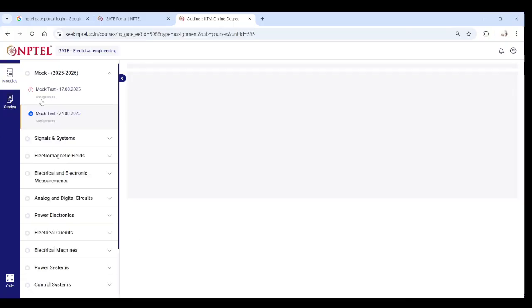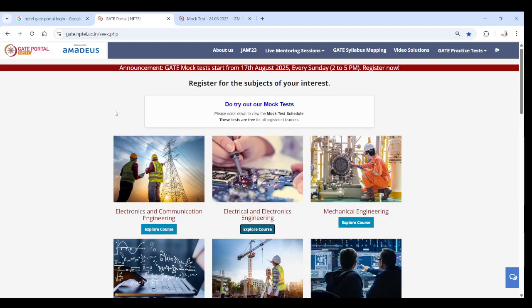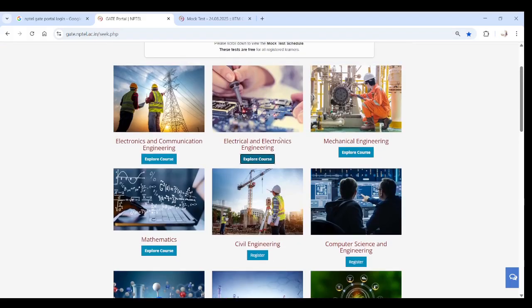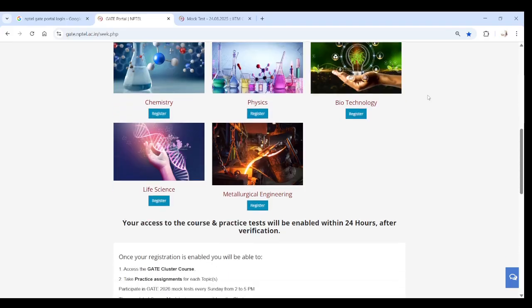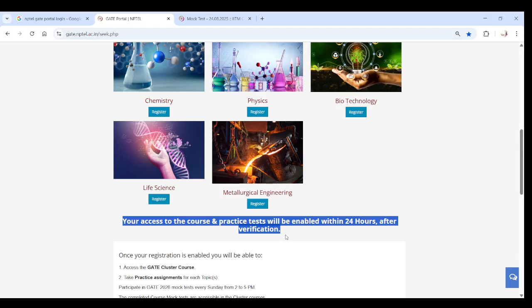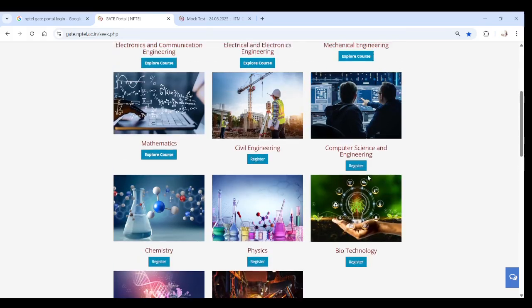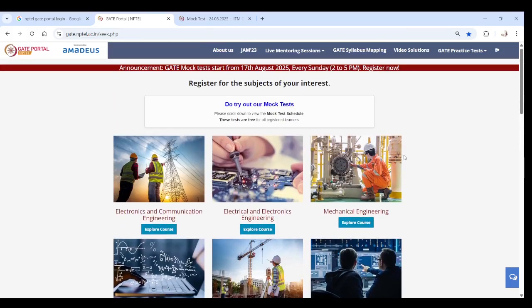So this is the GATE NPTEL website. Go to login and register with your email ID. Then select the course related to your branch and log in. Check after 24 hours, not immediately. Your access to the course practice test will be enabled within 24 hours after verification, and only then can you log in. These are the subjects available.